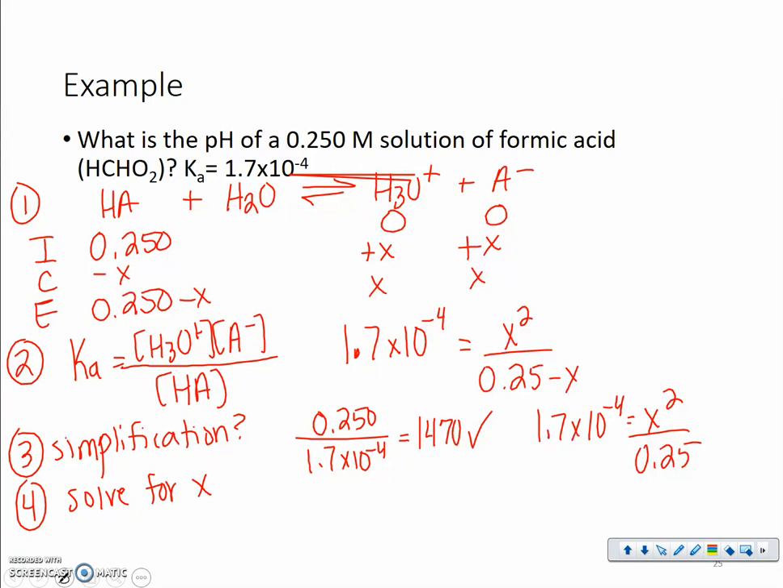So in this case, x is going to be equal to 6.5 times 10 to the negative third, which again is going to be equal to our H3O plus. So then finally, we can solve for pH.